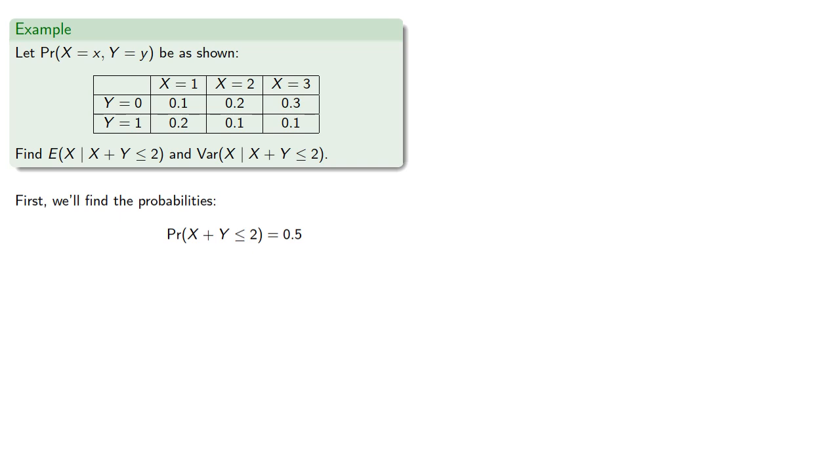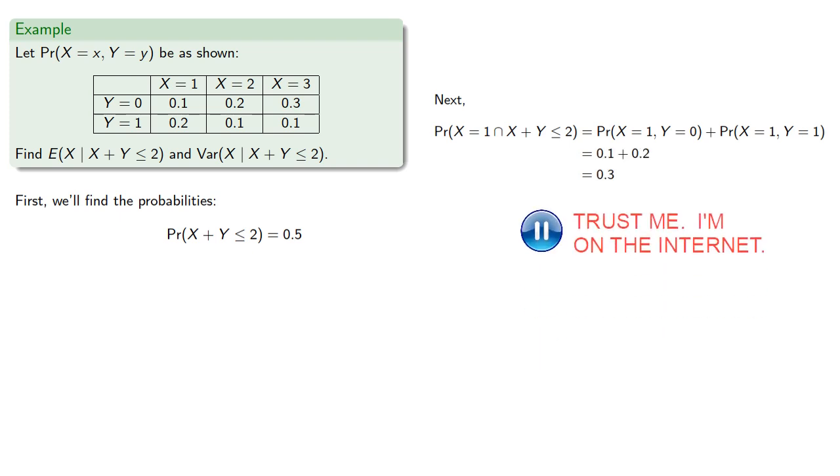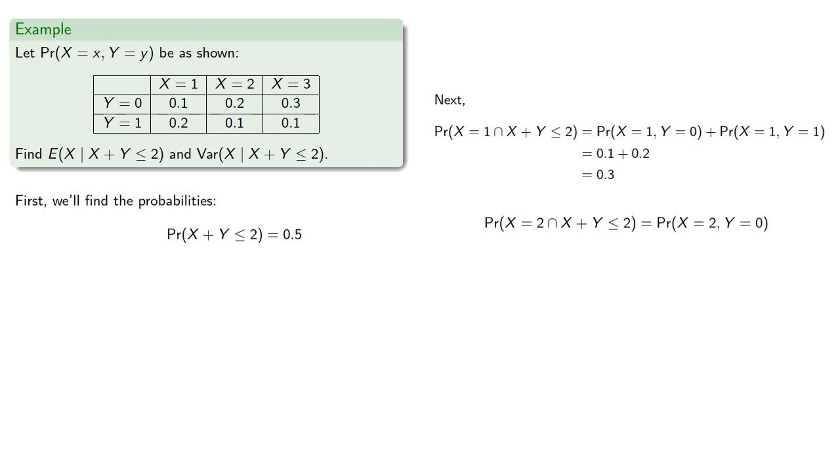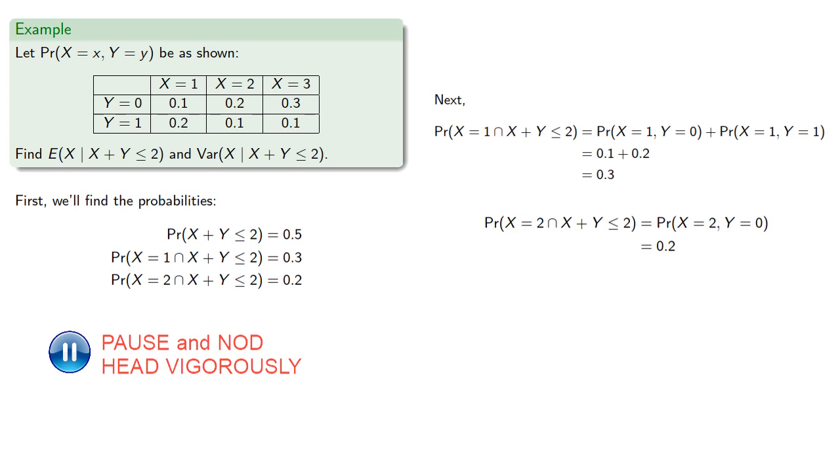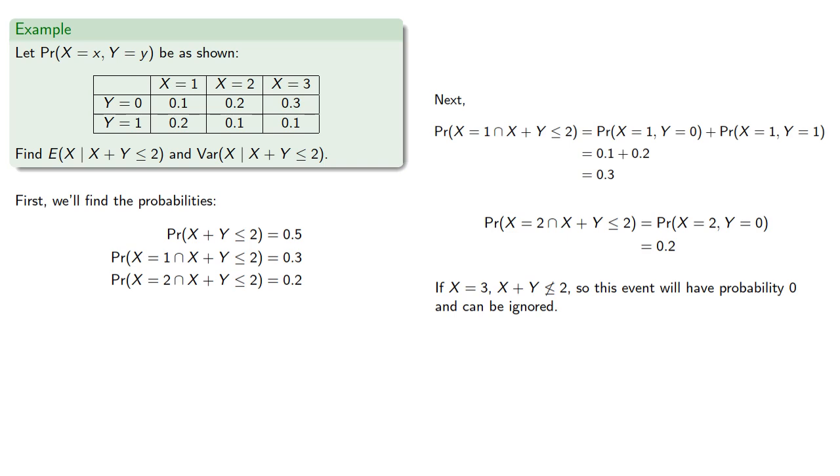Next, let's consider the compound event, x is 1 and the sum is less than or equal to 2. Well, the only way that this can happen is either x is 1 and y is 0, or x is 1, y is 1. And so that probability is, meanwhile, the compound event x is 2 and the sum is less than or equal to 2, that can only occur if y is 0. And so that gives us the probability. And finally, if x is 3, the sum isn't going to be less than 2, so this event will have probability 0 and can be ignored.